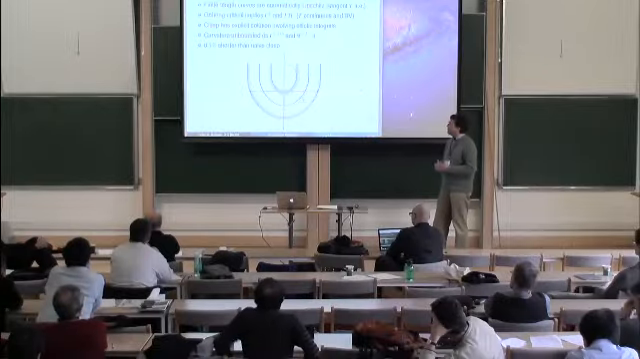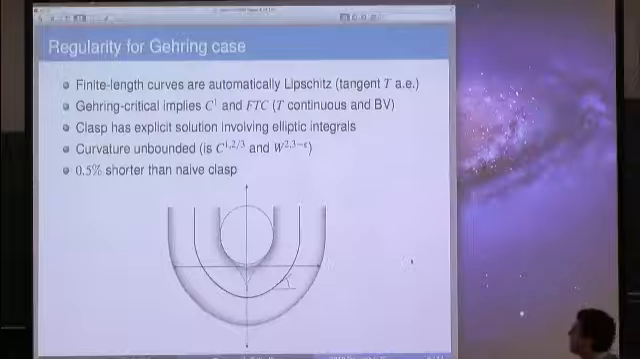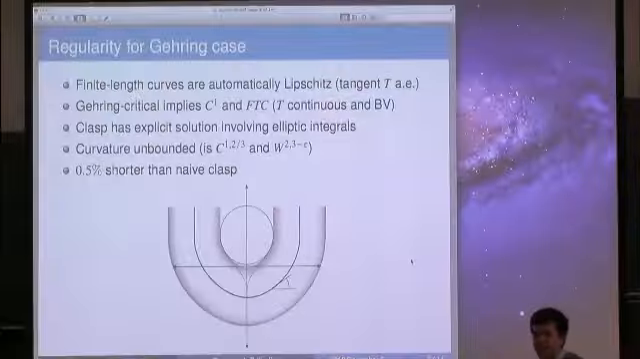Well, of course, we're talking about finite length curves, so they're automatically Lipschitz rectifiable curves. Gehring critical, we can show, implies that the curve is C1 and has finite total curvature. So the tangent vector is a continuous function on the curve and of bounded variation.